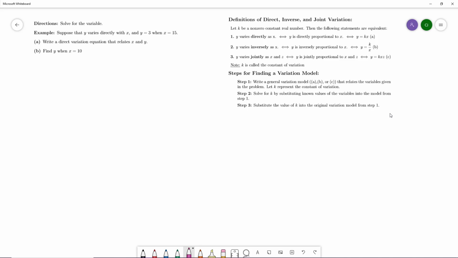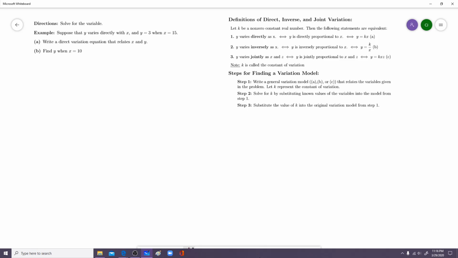The example is: suppose that y varies directly with x and y equals 3 when x is equal to 15. For A, we want to write a direct variation equation that relates x and y, and then for B, we want to find x when y is equal to 10. So the very first thing when we want to find a variation model is we want to write a general variation model. So we want to do either A, B, or C that relates the variables given in the problem, and let k represent the constant of variation. You do not need to define k to be the constant of variation.